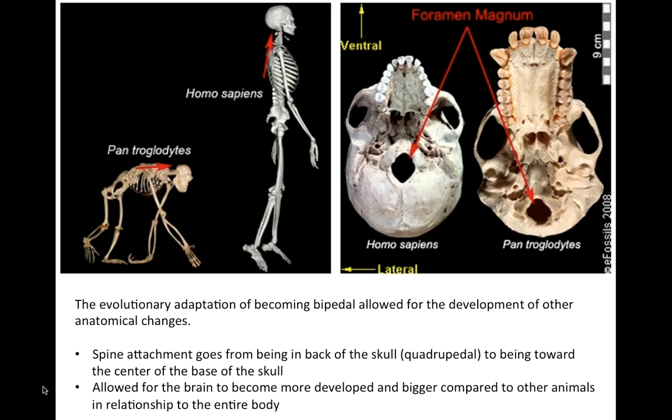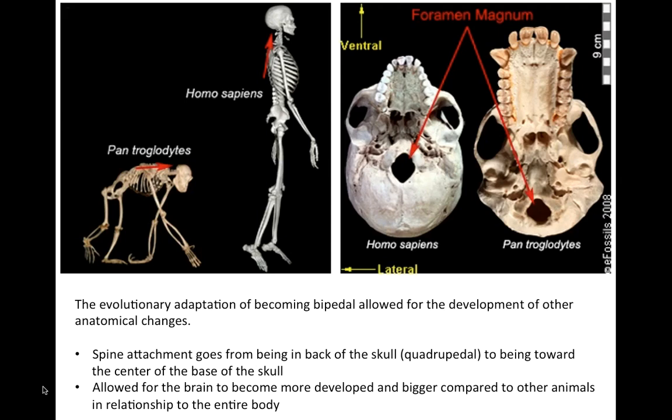For example, the spine attachment goes from being in the back of the skull, found in other primates, such as chimpanzees and orangutans, who are quadrupedal, to being moved toward the center of the base of the skull as found in humans. This brought about changes in the shape and the position of the mouth and the throat anatomy, giving us greater ability to make the sounds we are making today.